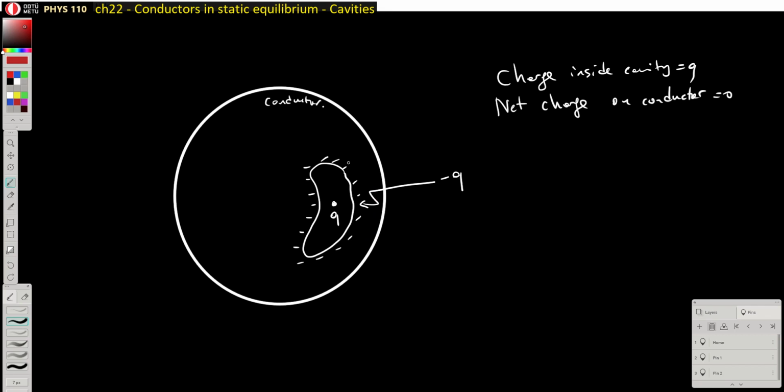All right, so if there's a minus Q charge collected at the inner surface of the conductor, that means that there is a plus Q charge. Let me use a white color for that. A plus Q charge would be collected at the outer surface. Okay, so plus Q will be collected at the outer surface.